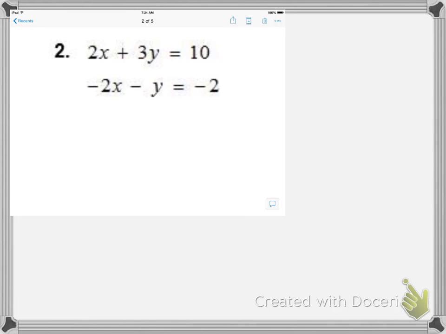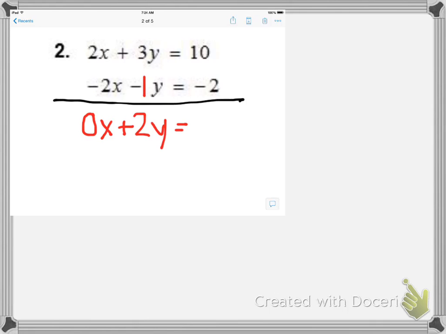Number 2, are they in standard form? Ax plus by equals c, yes to the first one, yes to the second one. I am going left to right looking for any possibilities. Can I eliminate the x's first? So looking at 2x and a negative 2x, yes I can. So this is going to give me 0x. Positive 3 minus 1, if you need to put a 1 there you can, and you can use your calculator if you're not sure. But plus 3 minus 1 is a positive 2y. 10 minus 2 is positive 8.